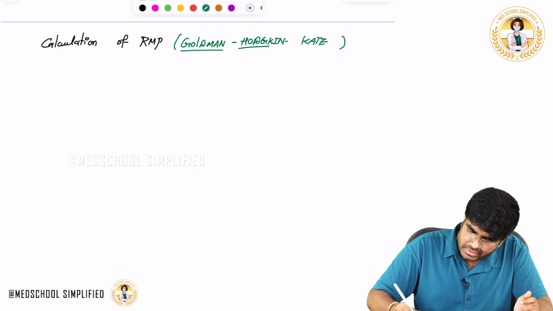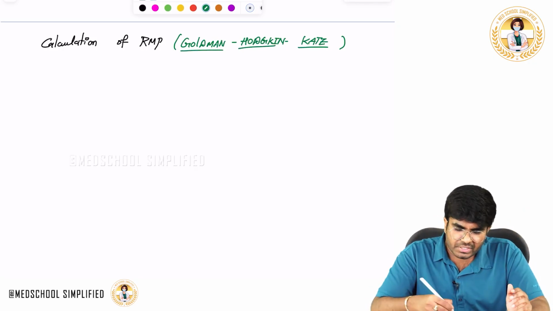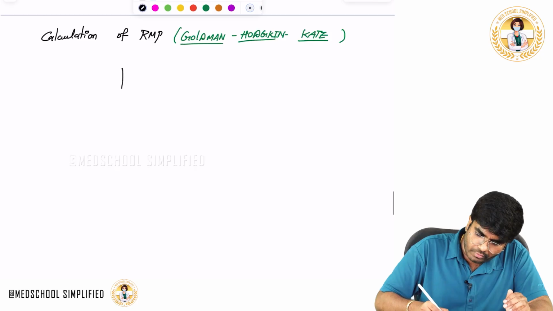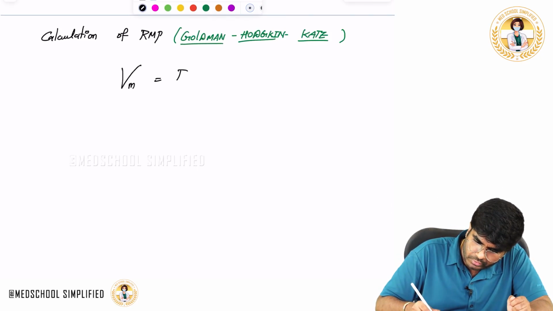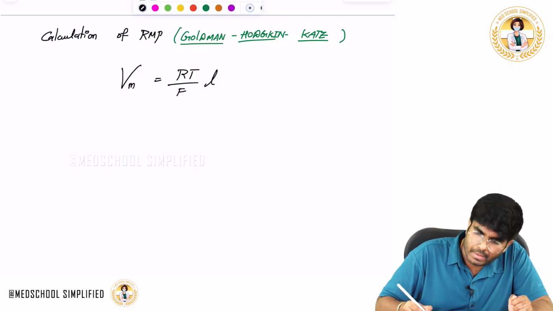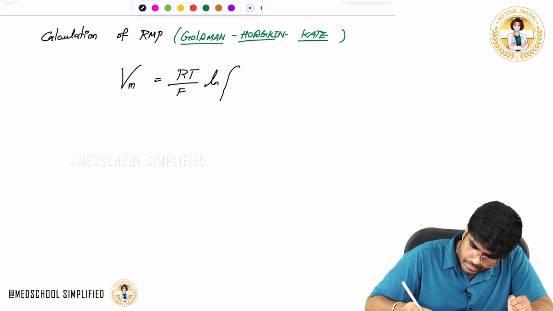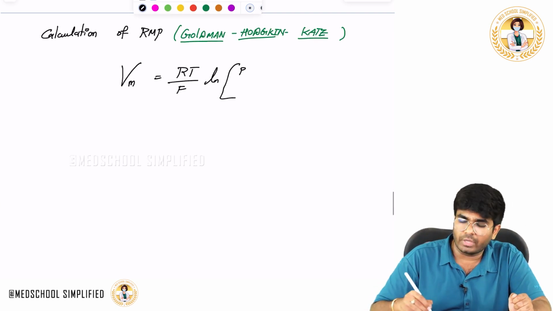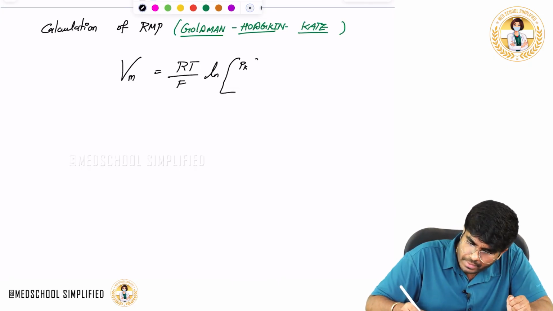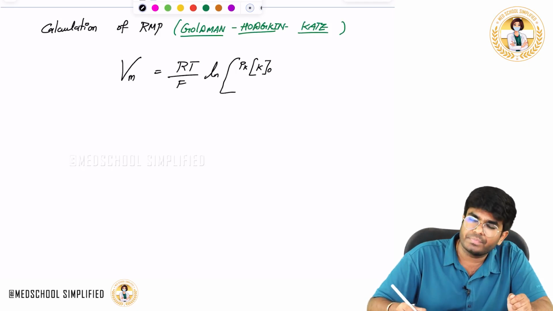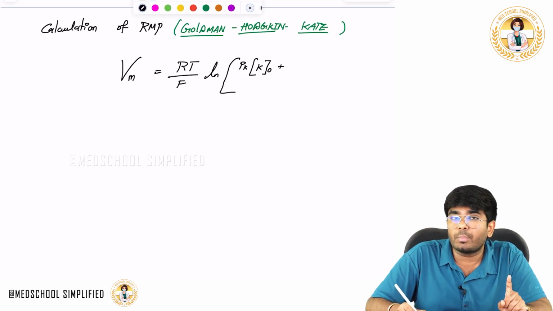Goldman-Hodgkin-Katz equation. This one you just have to memorize. The voltage of the membrane, that's the resting membrane potential, is equal to RT by F, logarithm of permeability. Here we are also taking into consideration the permeability of that particular ion: permeability of potassium times the concentration of potassium outside the cell, plus I am not only considering potassium, because in cells even sodium leaky channels are there.